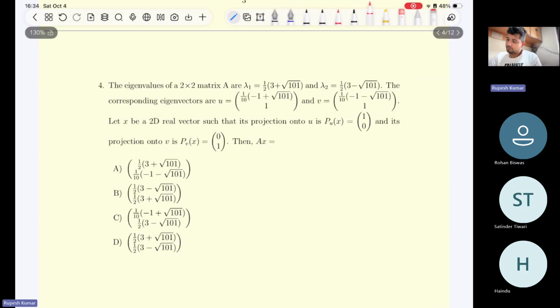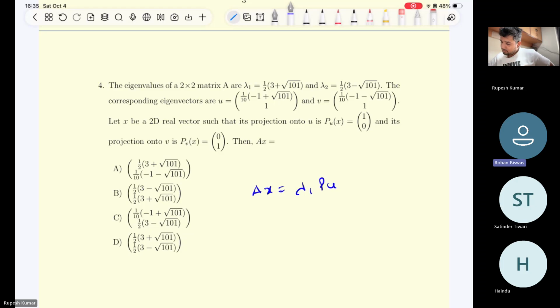Question number 4, very big problem. The eigenvalues of matrix A are this and this. The corresponding eigenvectors are something. Let X be a 2D real vector such that its projection on U is this and its projection on V is this. Then AX is? Anyone?